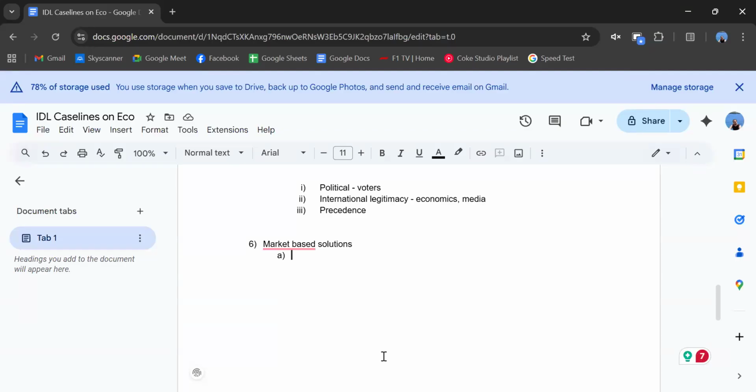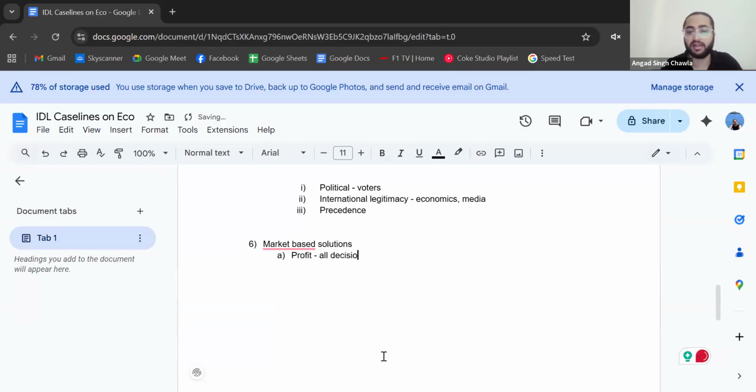Priorities of the companies, which is to make more money, and therefore they won't do it in the best interest of the people. Perfect. So profit becomes the key motivating factor for all decisions, right? No company wants to stay in a loss.